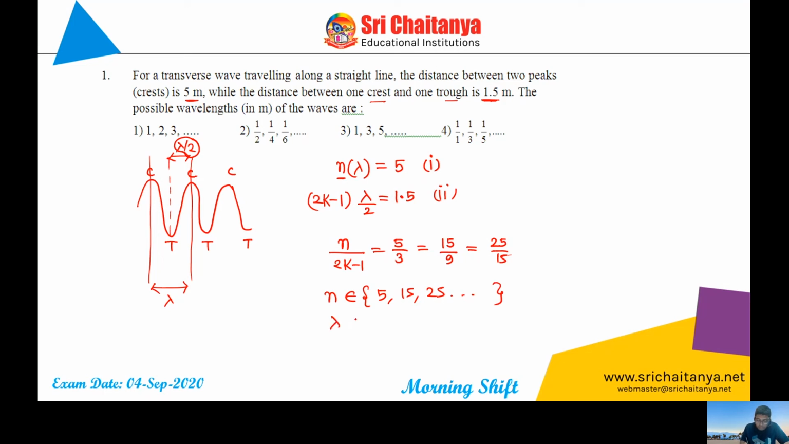So these are the corresponding values of n. So the corresponding values of lambda, since lambda would be 5 by n, would be simply 1 or 1 by 3 or 1 by 5 and so on. So looking at the options, you can definitely see that option 4 is the right choice for question number 1. Okay, so now let me move on to the next question here.